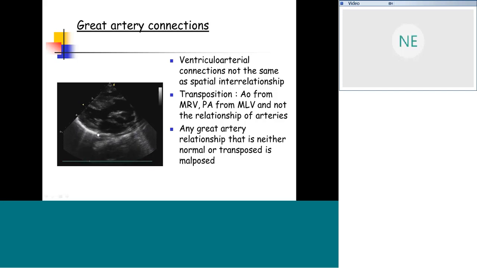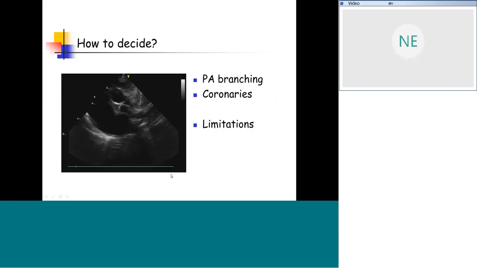As we can see in this figure, the parasternal long axis, the LV is giving rise to the aorta and the PA both. However, the aorta and the mitral valve are far away from each other. That means they have a conus, and hence we will say that the PA is from the LV and not the aorta. So this is the transposition of great arteries, whereas what happens in connection we will talk about later.